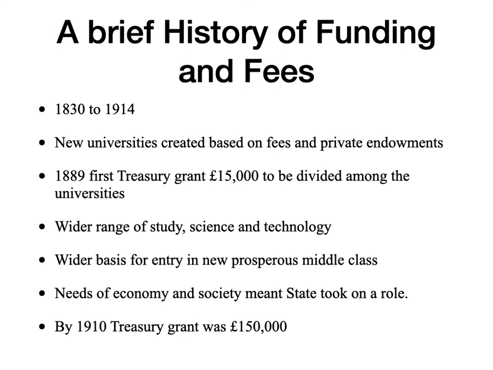And although by 1910 the Treasury grant had risen tenfold to £150,000, this was still, even at the time, a very small amount of money for what was effectively supporting the entire university sector across the country. So it had been a very slow rate of progress over the 70, 80 years from the foundations of the first universities after Oxford and Cambridge up to World War I.